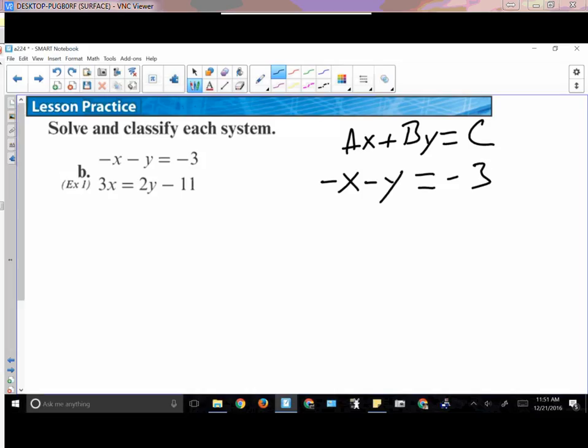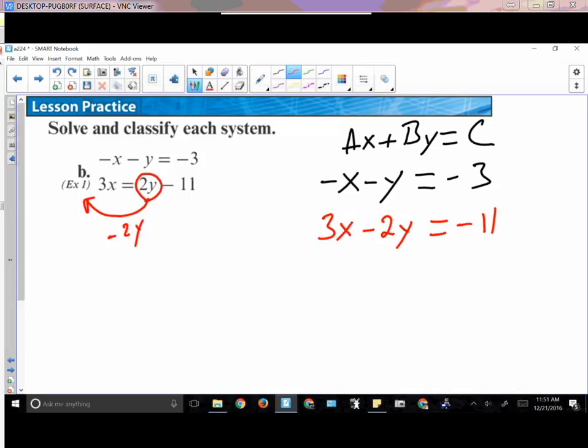Do I have the same situation on the other side? That would be a no. This 2y shouldn't be here. It's got to be brought over to this side, correct? And let's always add the opposite. So that means that I am going to get 3x minus 2y is equal to negative 11, because in order to get it over here, we've got to subtract 2y.